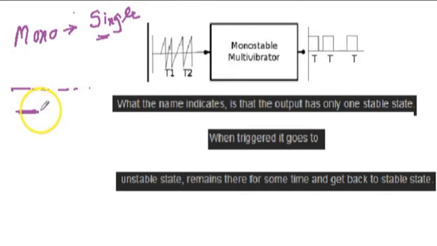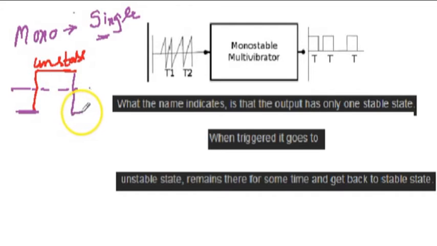And if the multivibrator goes to an unstable state, so this is unstable, but then it comes back to the stable state. This state is stable. So it has only one stable state. Maybe I chose this one as stable. It may be the other way around: this is stable and this one is unstable.